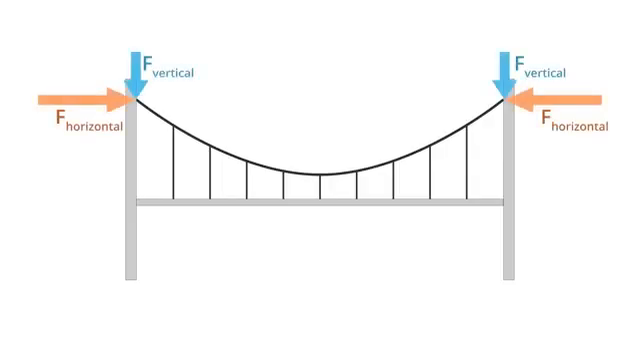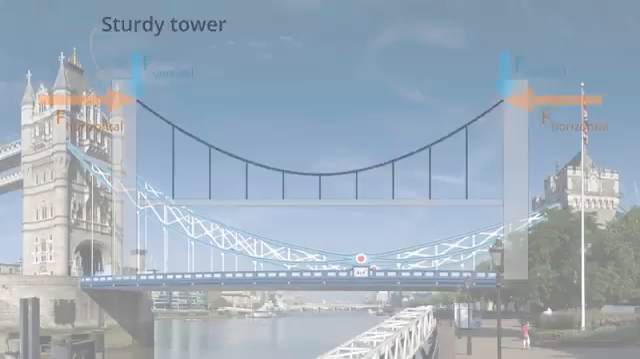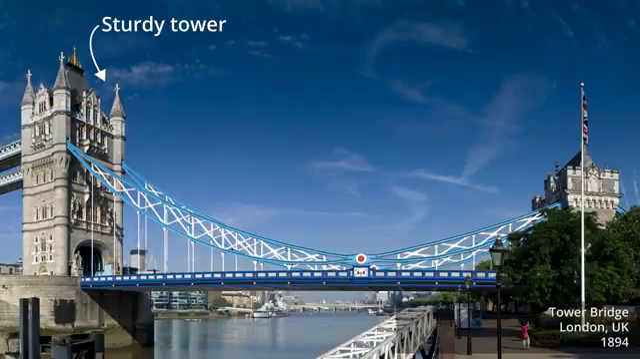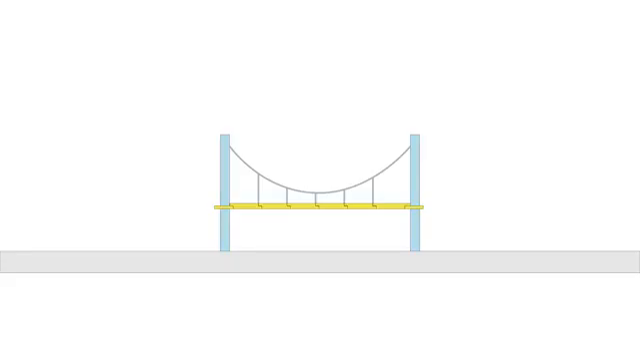The large horizontal forces produced by bridge cables have important design implications. If they were to act on tall, thin bridge towers, they would produce a lot of bending in those towers, and that would not be good. Those forces could, however, be resisted by sturdy, wide towers, and that's exactly the strategy used in the London Tower Bridge. Another approach would be to mirror the ends of the main span.